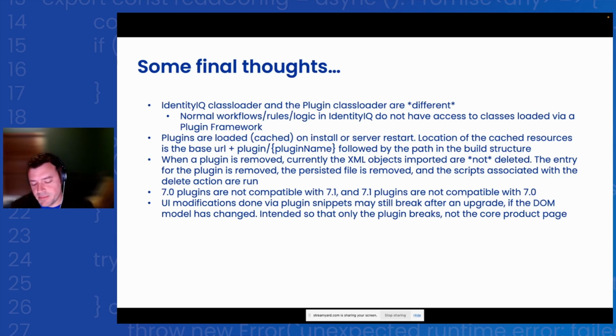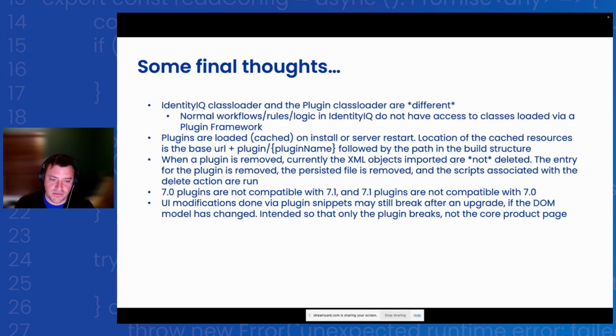And there were some compatibility issues between 7.0 and 7.1, which we shouldn't really be hitting anymore. But because in 7.0, the plugin framework wasn't a part of the product by default, there were some changes made on 7.1 to make it so, and that kind of breaks the compatibility there. The big one I have to point out is with modifications to the UI. One of the most popular ways people use the plugin framework is to use those snippets and modify the user interface of IdentityIQ to make it look more like what they want, right?